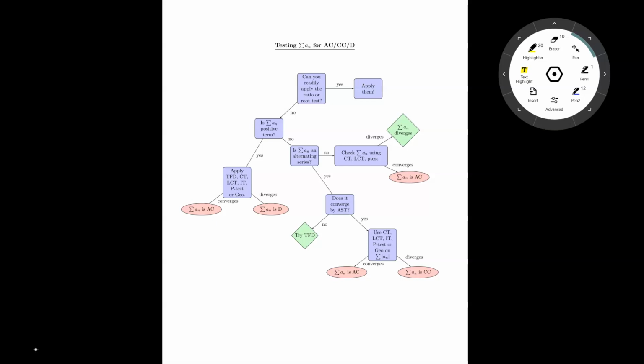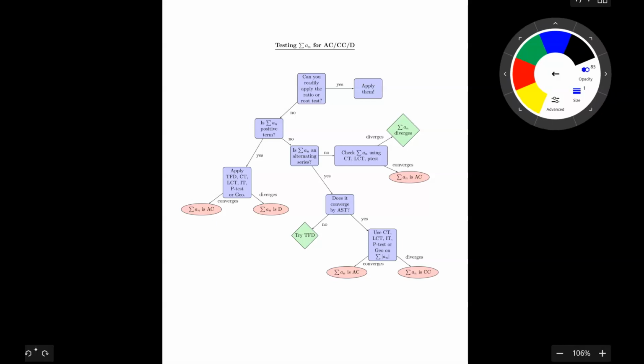All right, so when you start here, you start coming down the flow chart. First off, you want to see if you can use the ratio or the root test. Remember, the ratio test you must always use if there are factorials, and it's useful if there are lots of exponents. The root test can only be used if everything is to the nth power. This is the rarest of the tests.